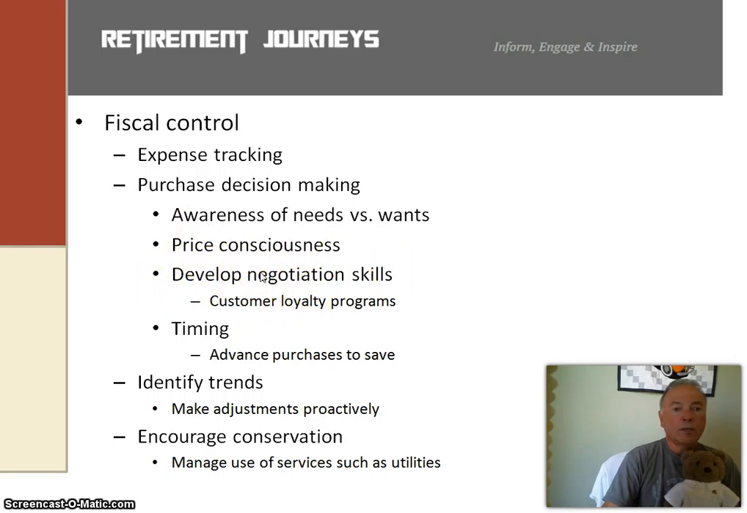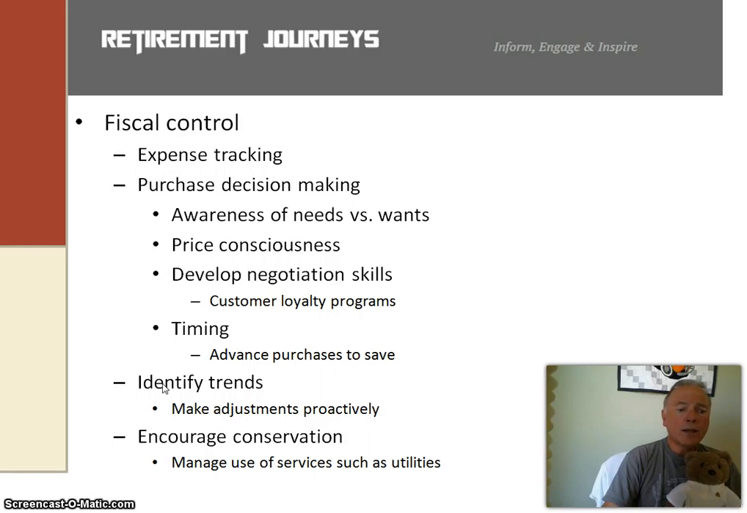Your budget can be a really good tool to help you with your negotiating and getting the best value for your dollars. And timing. By thinking of your budget, you may make your purchases earlier rather than later. And typically, if you make your purchases in advance, you have an opportunity to often get them at a lower cost. So again, all these are behaviors that help keep your budget under fiscal control.